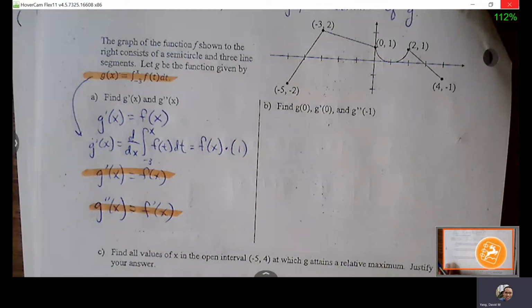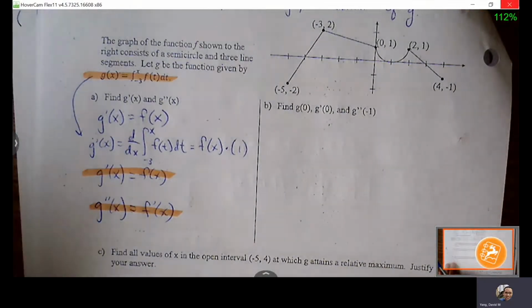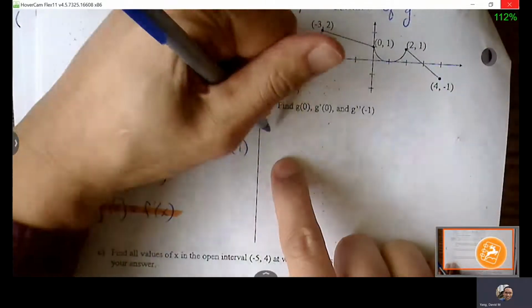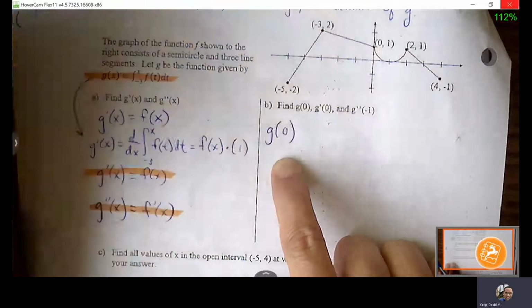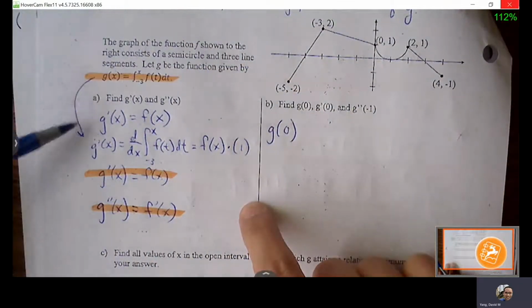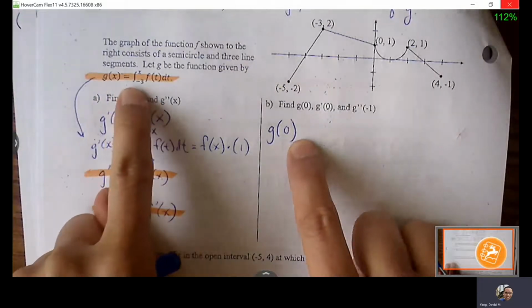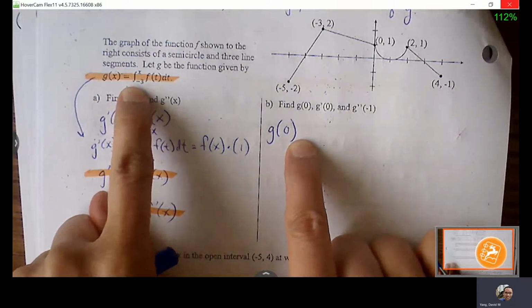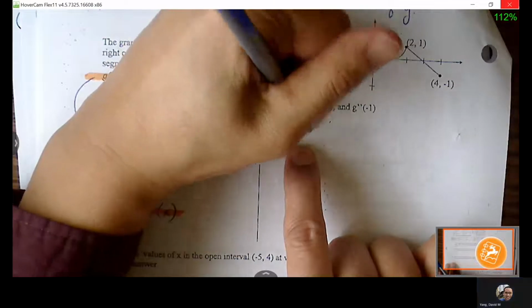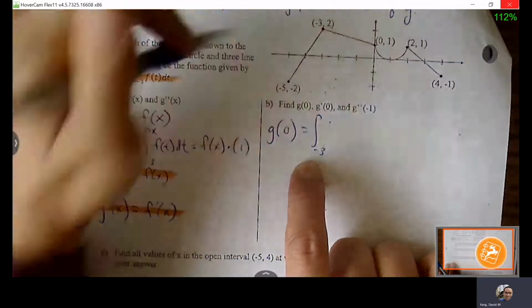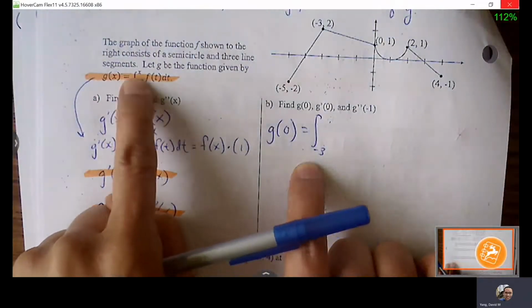Part B says find g of 0, find g prime of 0, and find g double prime of -1. Let's find g of 0 here. To find g of 0, which relationship are we going to use? Yep, the integral, right? And they're telling us exactly what to find the area of. So g of 0 is just the definite integral from -3 to, you see that x there? We replaced x with 0.